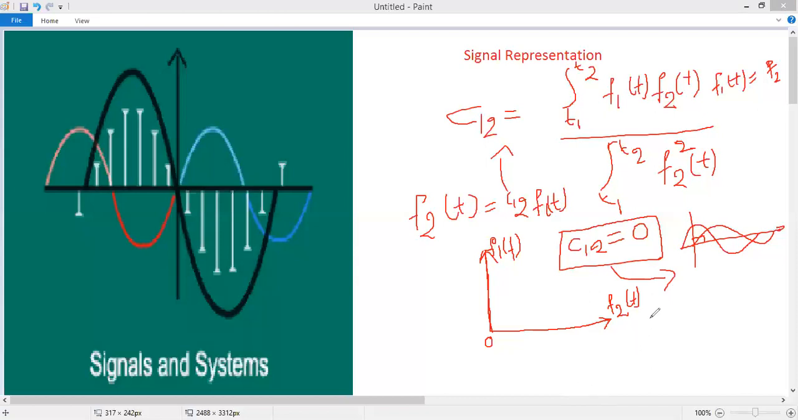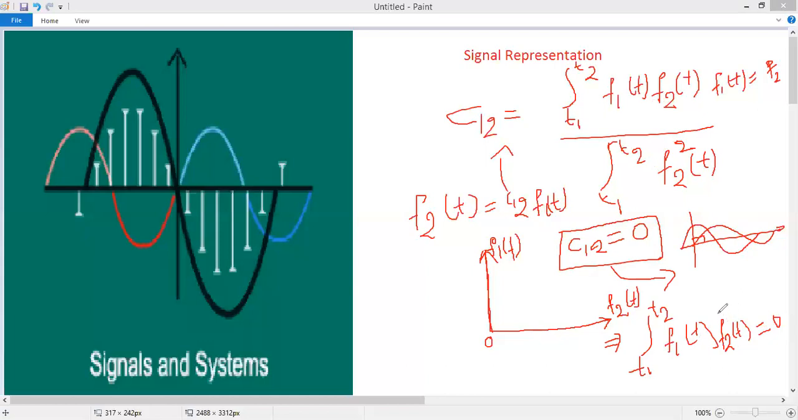Or we can write it as the integral from T1 to T2 of F1 of t into F2 of t dt equals 0. So this is the condition for orthogonality. First condition, C12 value is 0, so we can write the equation as the integral from T1 to T2 of F1 of t F2 of t dt equals 0. Zero divided by something gives 0, whatever it may be. This is the condition for orthogonality.